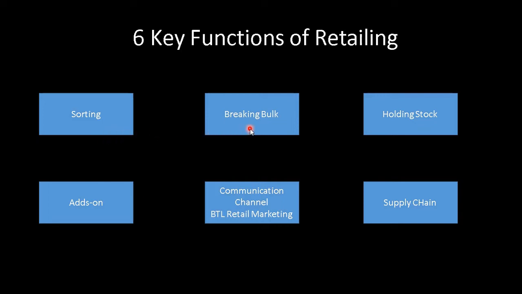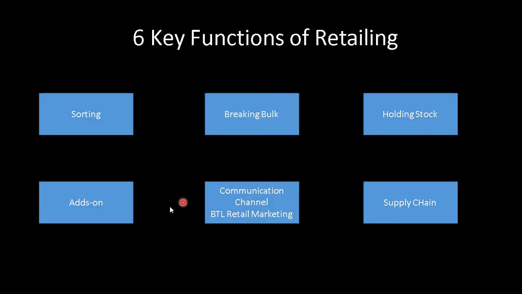Break in bulk. Well, your capacity as a producer is to produce bulk. The capacity of a retailer is to take that bulk and start selling individual products. So the retailers are so important for you because they take bulk from you and they break it and they sell individual items to consumers. Holding stock. It's quite important because the retailers can actually be your breathing lungs in the market. So you can use them to put stock close to the end user.